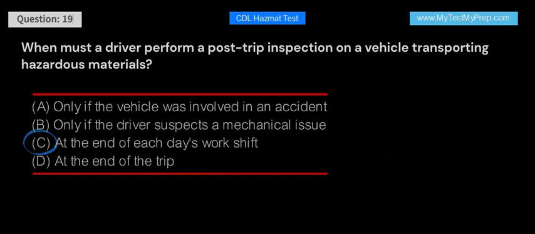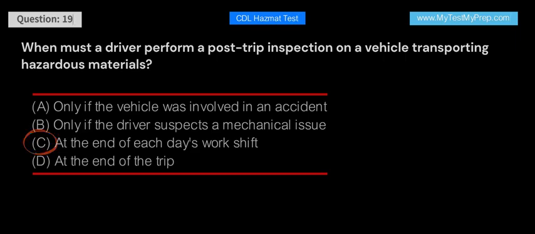Answer C. A driver must perform a post-trip inspection on a vehicle transporting hazardous materials at the end of each day's work shift. This inspection helps identify any potential issues or hazards and ensures that the vehicle is safe for continued operation.